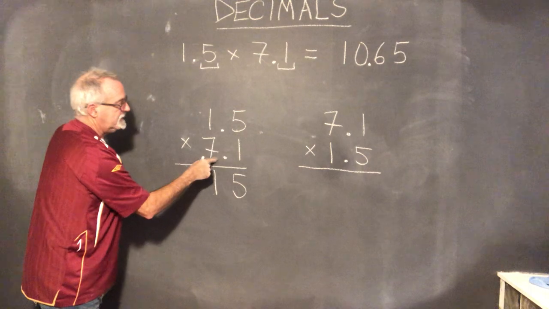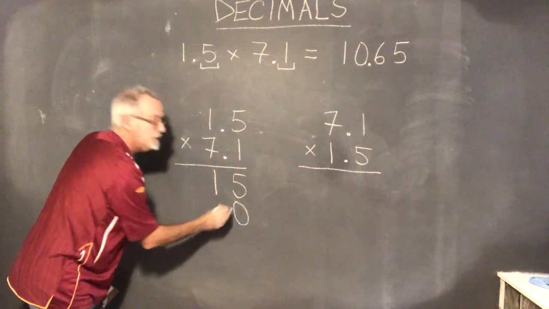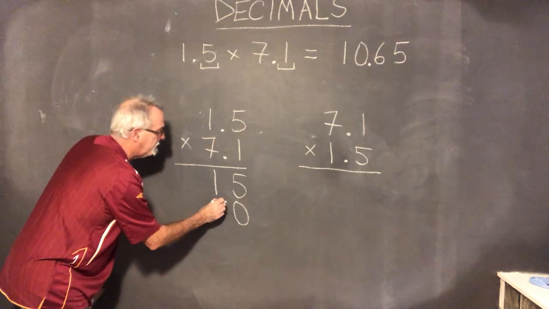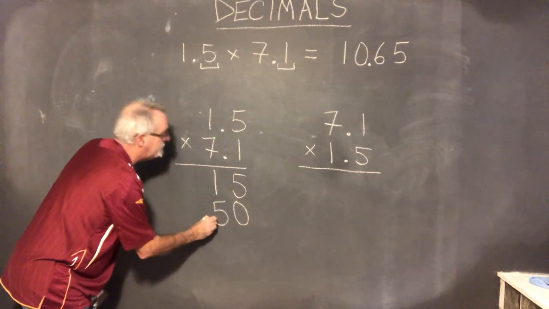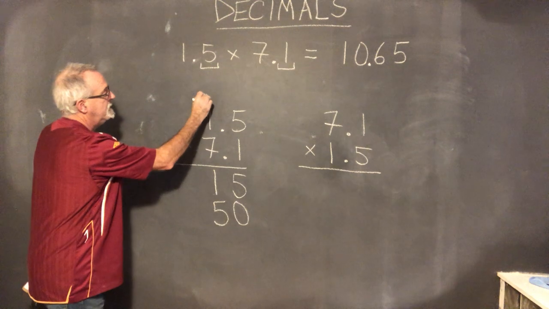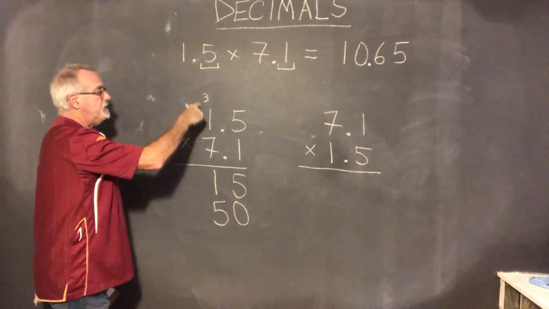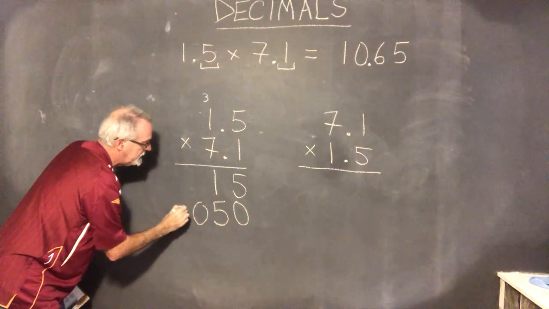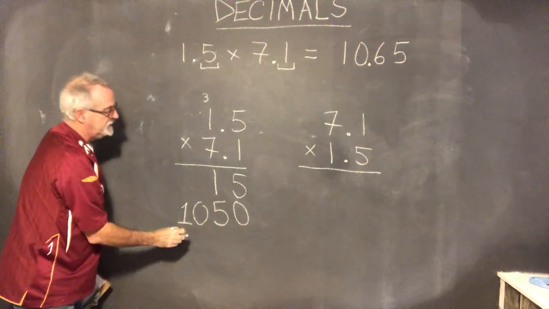Now I have to do this 7. I have to put a 0. I'm not going to run out of room, no. Okay, 7 times 5 is 35. So I'm writing the 5 and I'm carrying the 3. And 7 times 1 is 7 plus the 3 is 10. So I'm putting a 0 and the 1 because I got to the end.